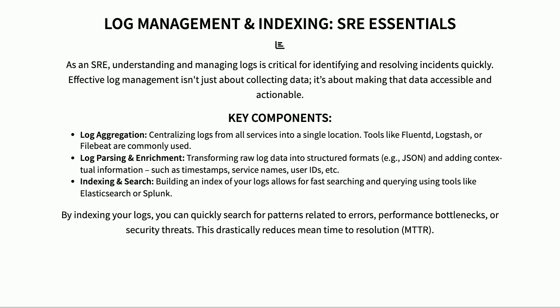So, we use tools like Fluentd or Logstash to gather all the logs into one place. Then we process them, turning them into something structured like JSON and adding useful details like timestamps and service names. Finally, we index those logs so we can quickly search for specific events, errors, or anything that's causing problems. This ability to rapidly find information is a huge time saver when dealing with incidents.